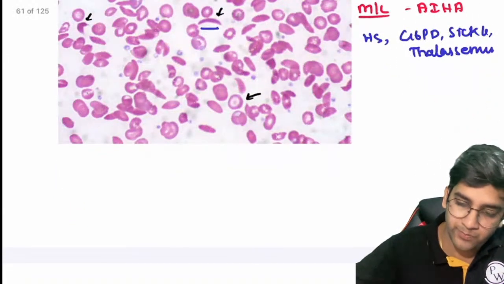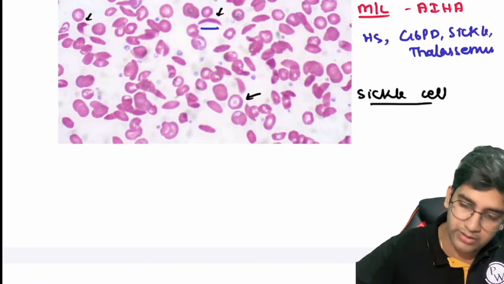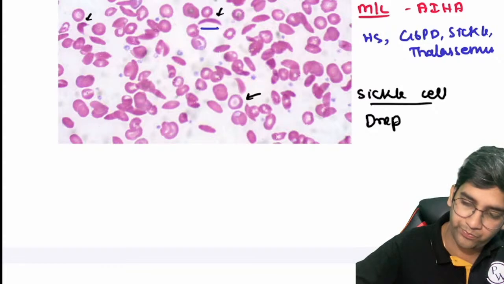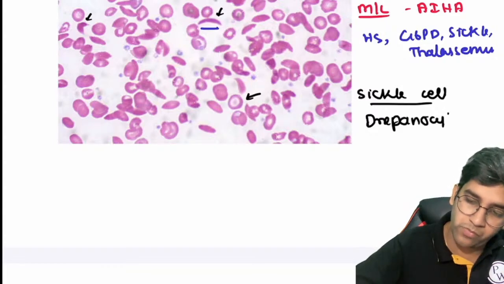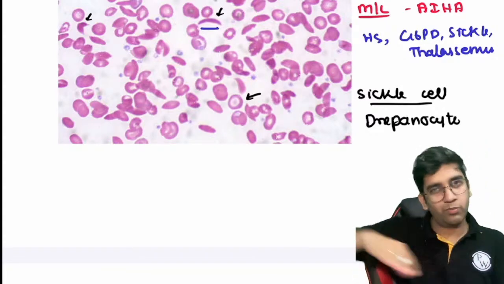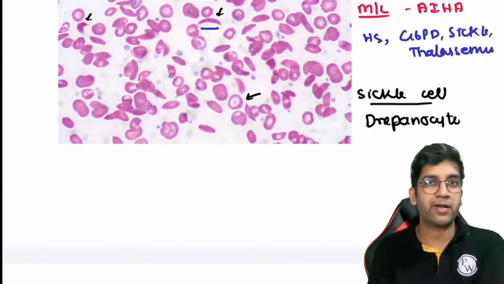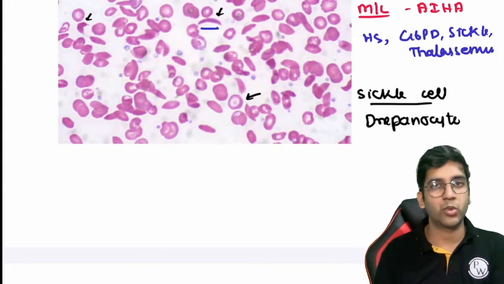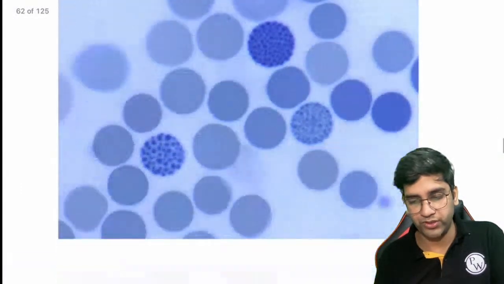Then we have a sickle cell. The sickle cell's other name, okay, I'm going to call drepanocyte, drepano is like a boat. It's like a boat shape. Sickle cell is also called a drepanocyte, and we already know the target cell, which is a codocyte, right? Okay, next few more things.